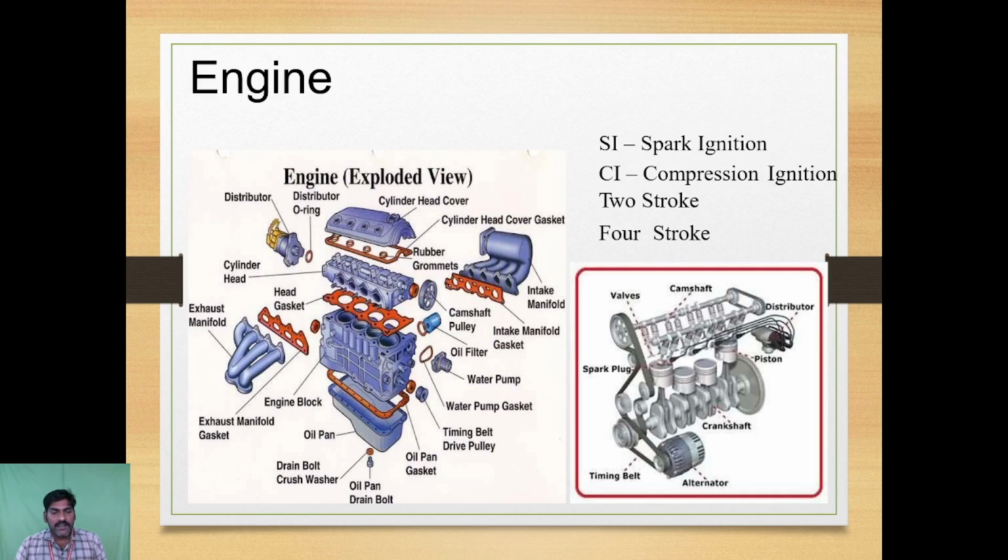Engine. Engine exploded view. SI means spark ignition, CI means compression ignition, and two-stroke and four-stroke.